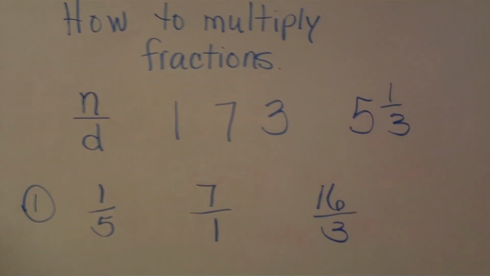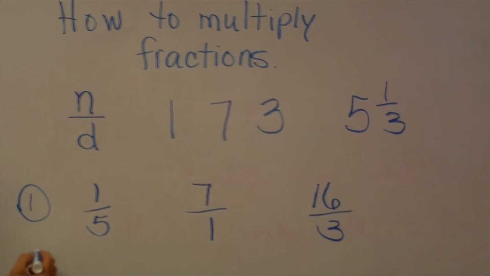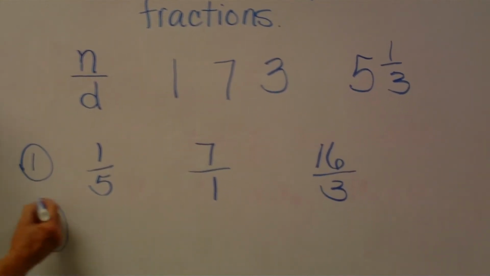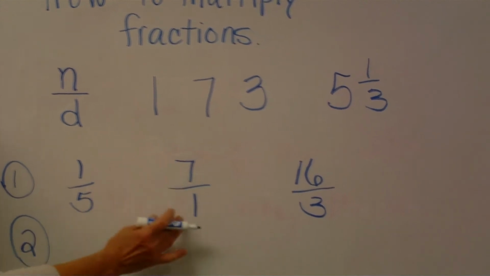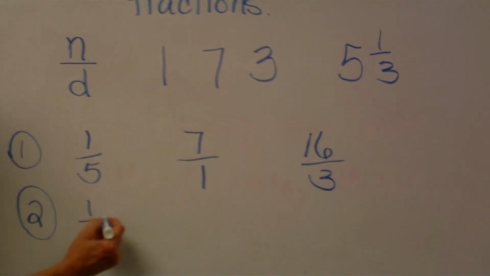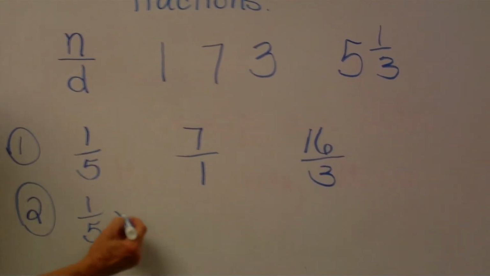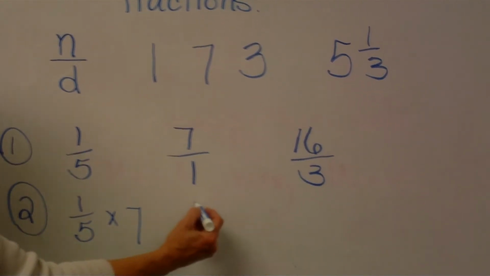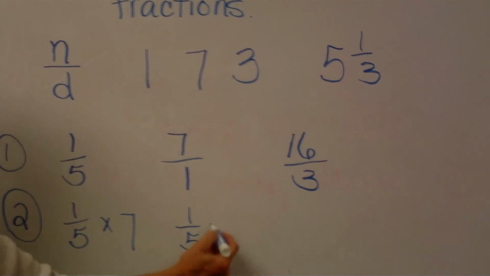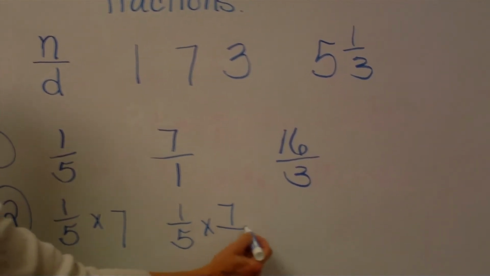Step 2 is to multiply your numerators. We're going to use 1/5 and 7 over 1. My problem would have looked like this: 1/5 times 7. So I have now 1/5 times 7 over 1.